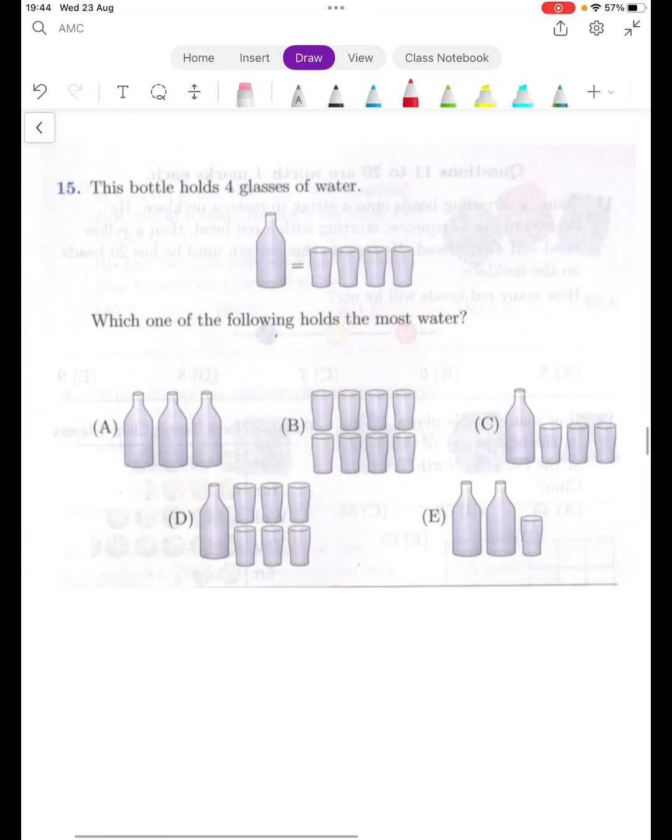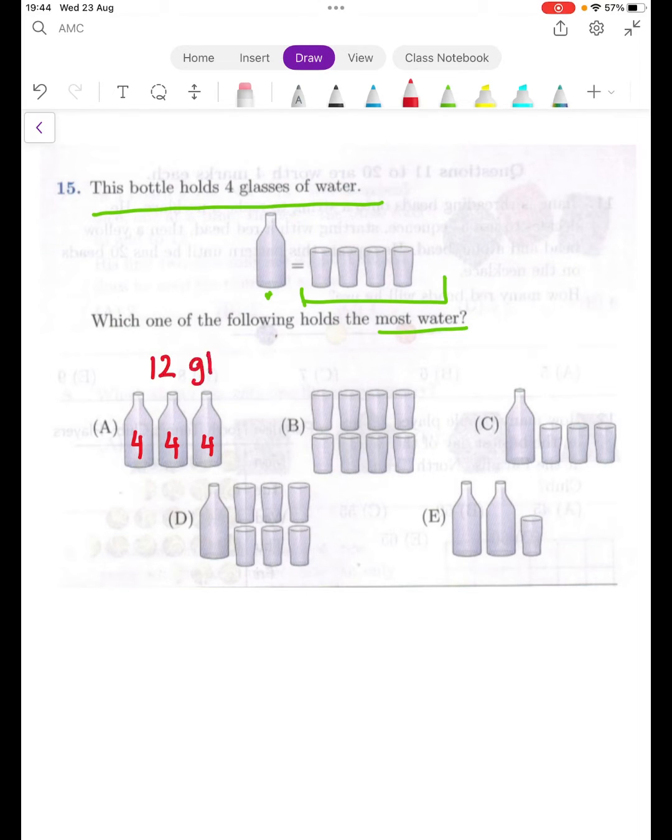All right. Next question. This bottle holds 4 glasses of water. So this bottle here can hold 4 glasses of water. Which one of the following holds the most water? Let's look at example number A. So there are 4 glasses here, 4 glasses here, 4 glasses here. So this can hold 12 glasses.